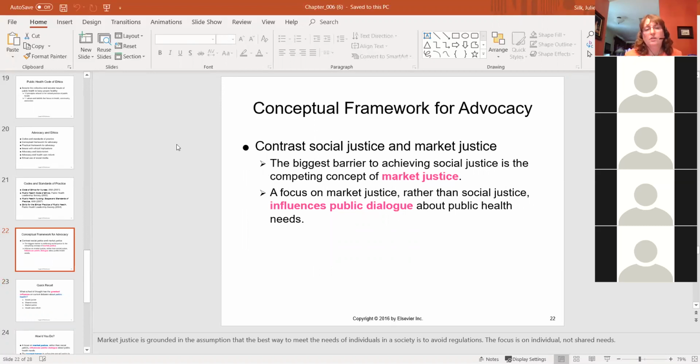Okay, so we have a conceptual framework for advocacy. So this contrasts social justice and market justice. So we need to know what each of those things are. So the biggest barrier to achieving social justice is the competing concept of market justice. A focus on market justice rather than social justice influences public dialogue about public health needs. So basically what market justice is, it's grounded in the assumption that the best way to meet the needs of individuals in a society is to avoid regulations. So the focus is more on the individual and not shared needs.